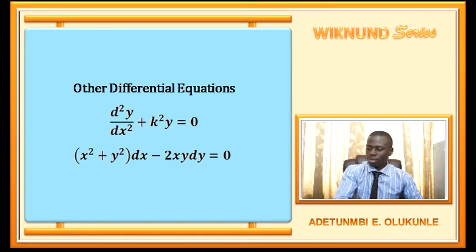You can have d2y/dx squared plus k squared y equals 0. This is another differential equation. (x squared plus y squared) dx minus 2xy dy equals 0 is another differential equation. It contains the derivatives of an unknown function as well as an equal to sign.